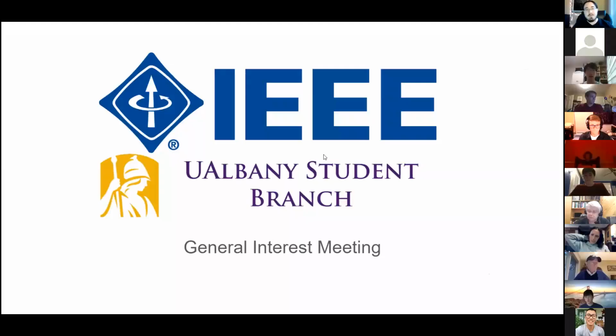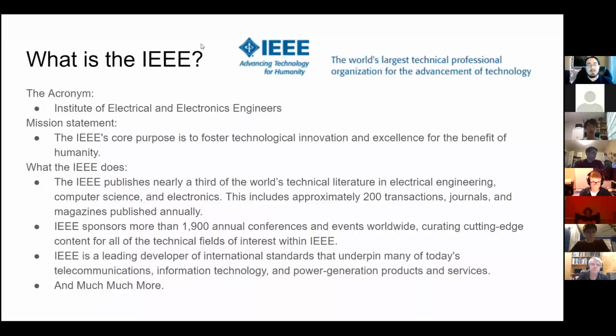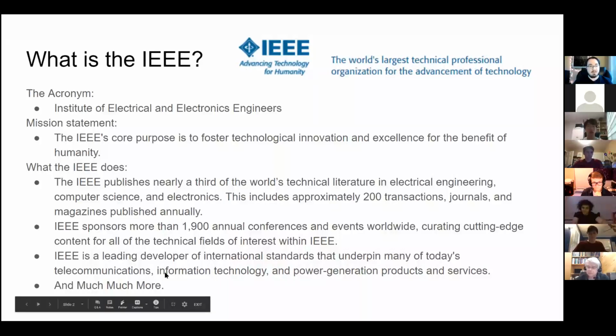So without further ado, I will tell you a little bit about the IEEE as an international organization. The first thing everyone always wants to know about the IEEE is, what does the IEEE stand for? The IEEE stands for the Institute of Electrical and Electronics Engineers, which is quite a mouthful, so we just shorten this down to IEEE most of the time. The core purpose of the organization is to foster technological innovation and excellence for the benefit of humanity. You can see that right under their logo as well, advancing technology for humanity. And that's really what the organization primarily focuses on.